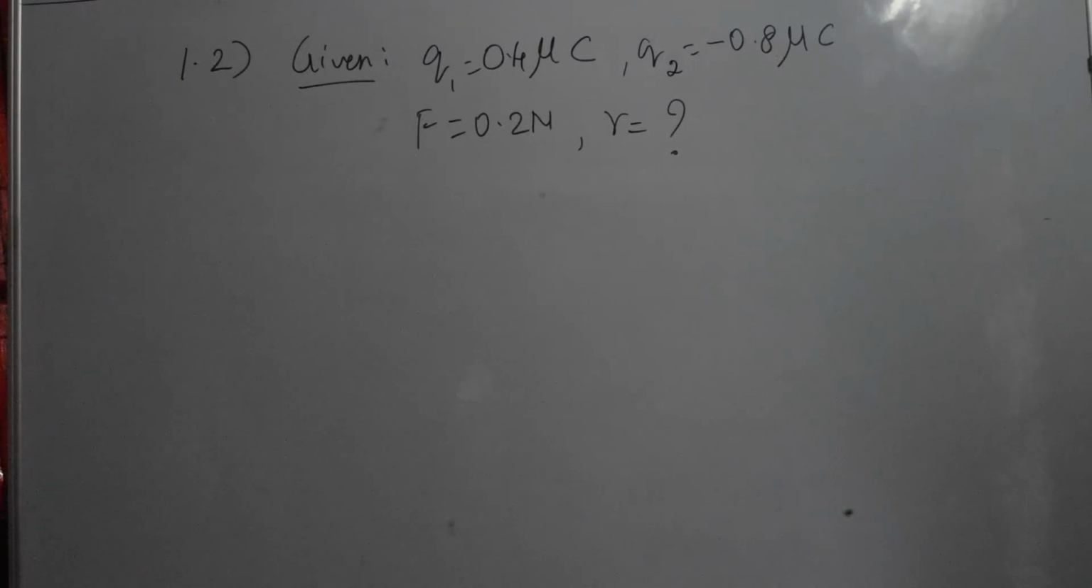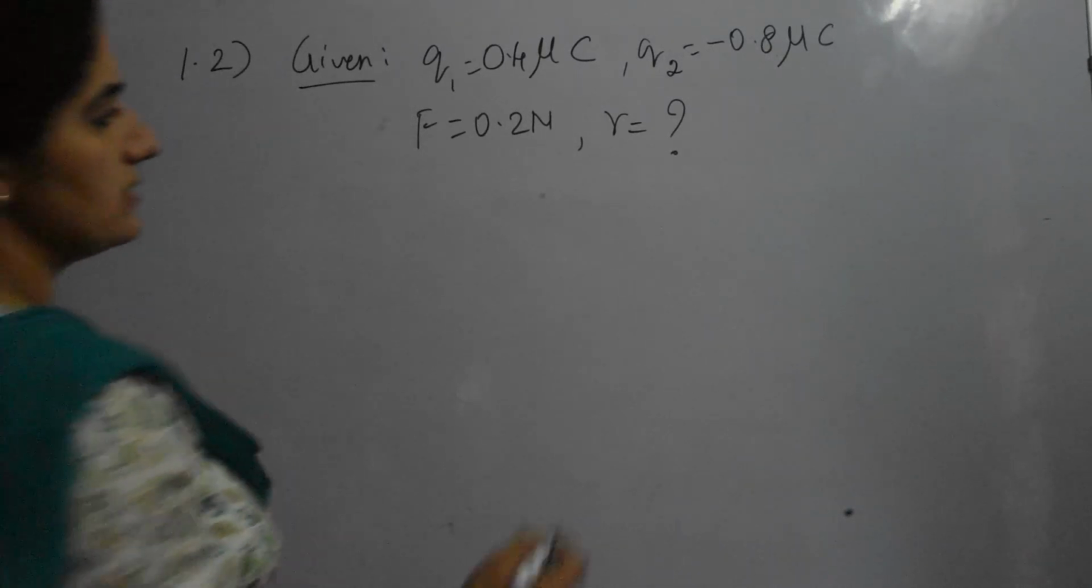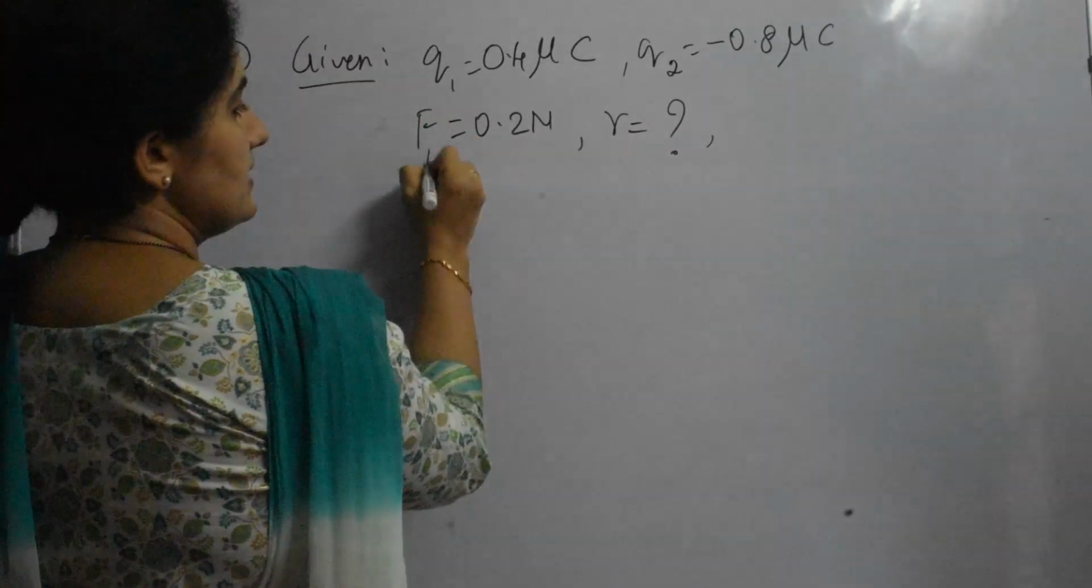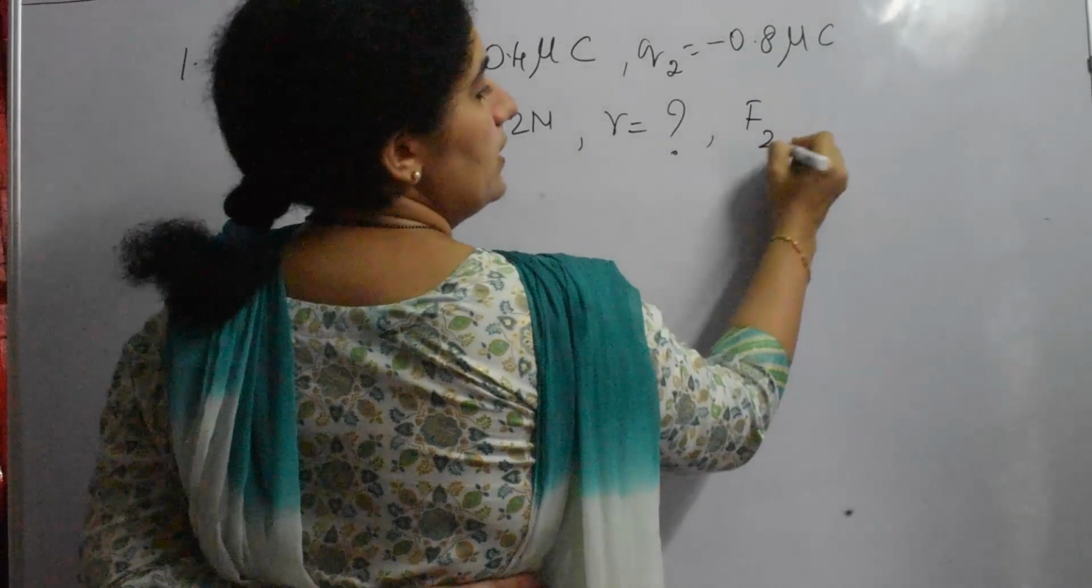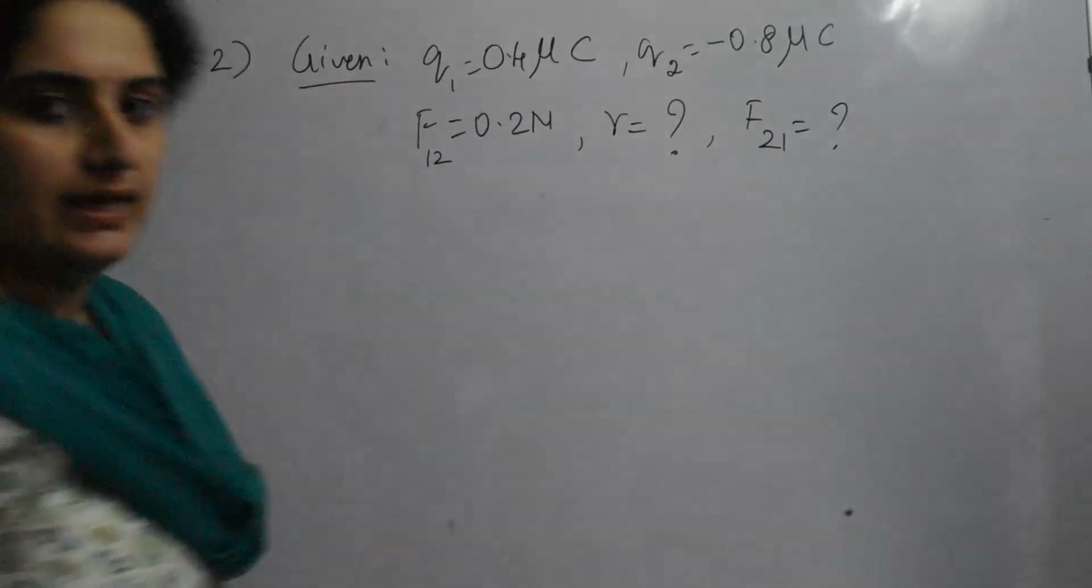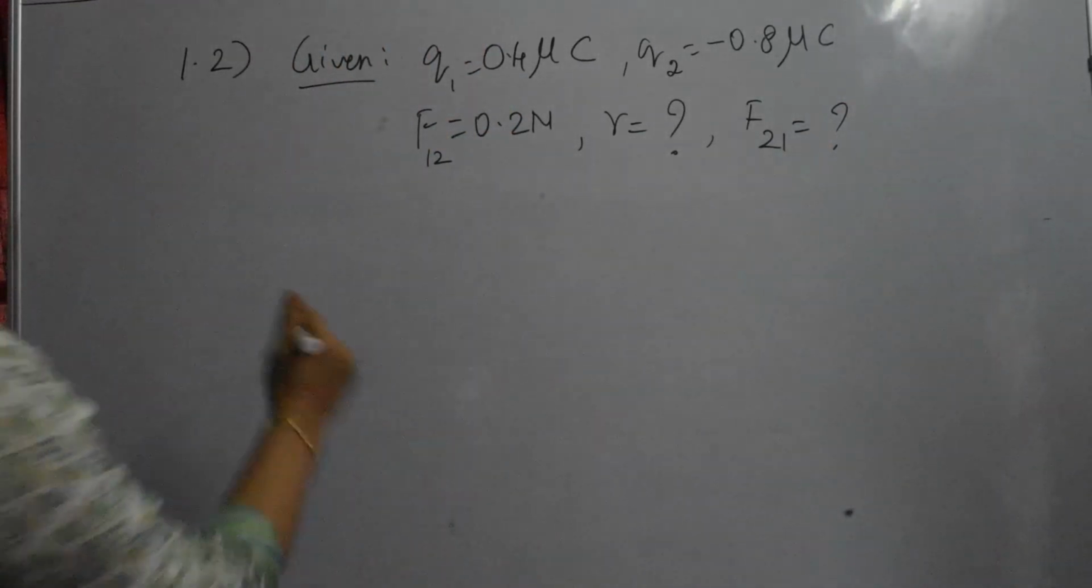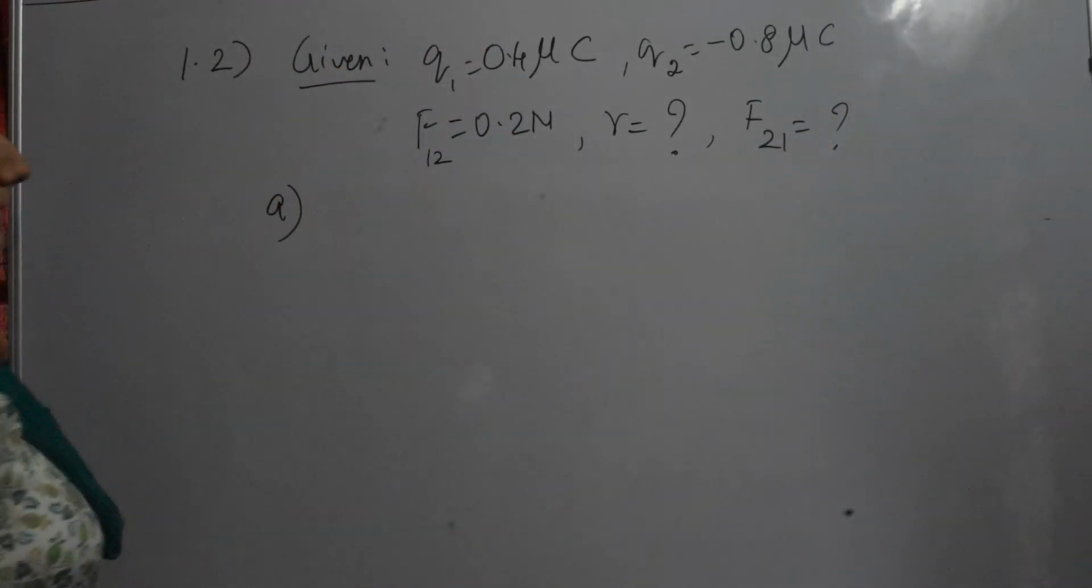So the second sphere due to the first one. So these are the two. If you take it as F12, what is F21? That is what you have to calculate. Okay, so let us start with part A.